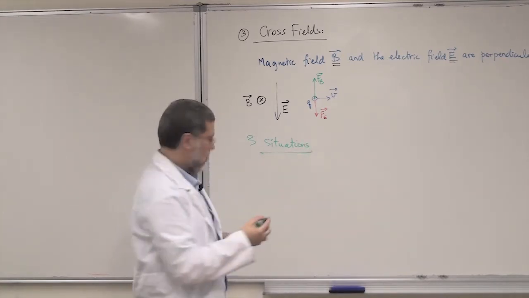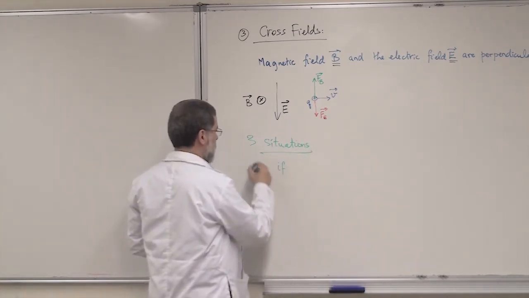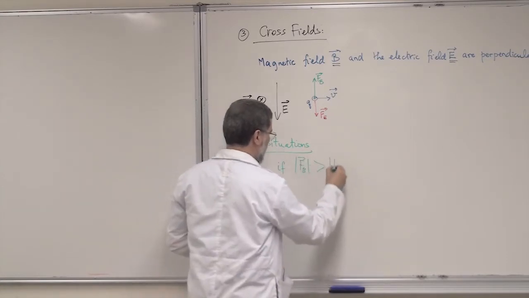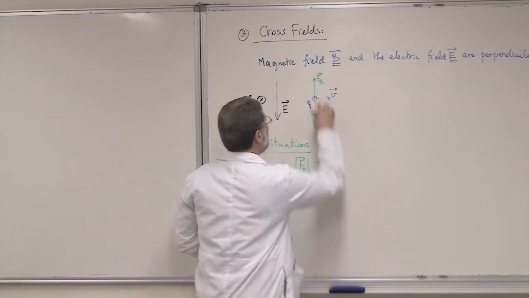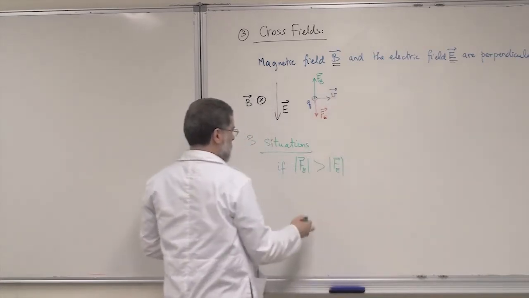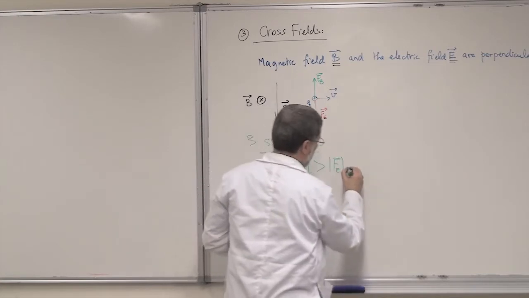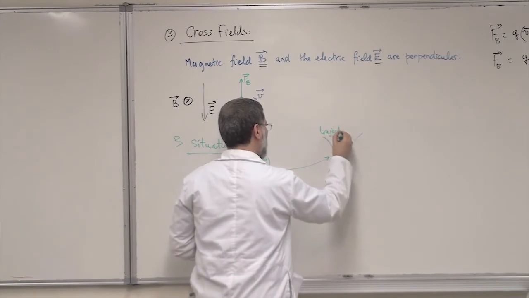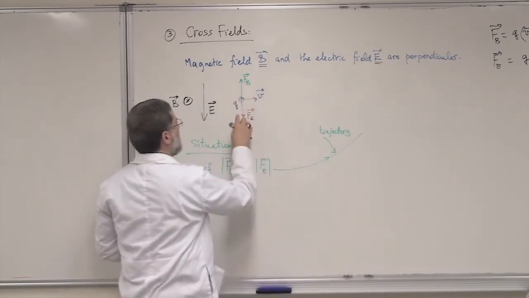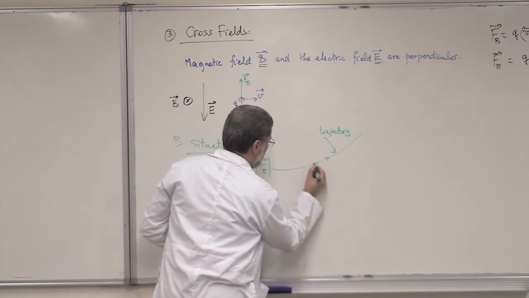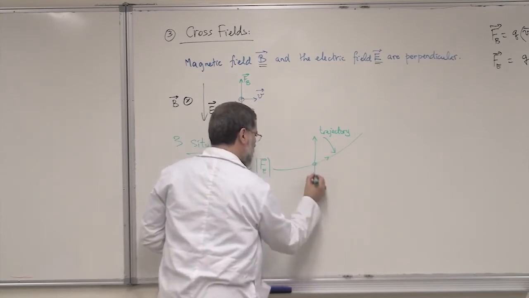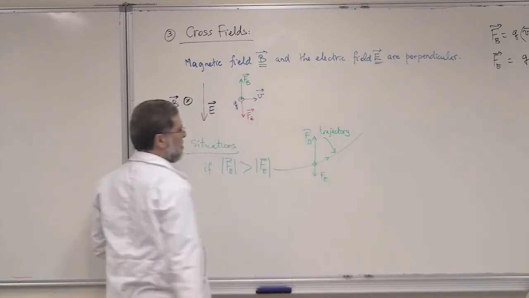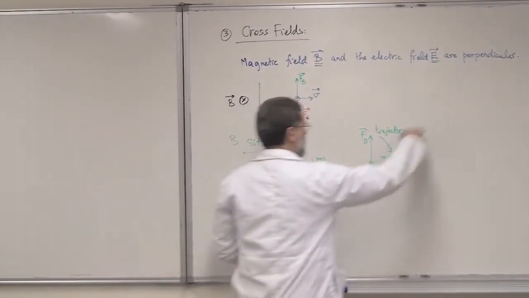The first one is FB is greater than FE. It could be that this force is greater than this force, so the particle is going to go this way, like this. This is the trajectory, yeah? Because this force is higher than this force. So you draw the positive charge here, this is FE and FB, so the net force will be up, and it will take the particle this way.